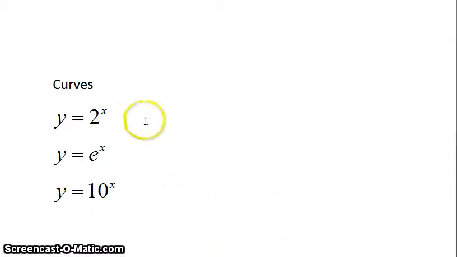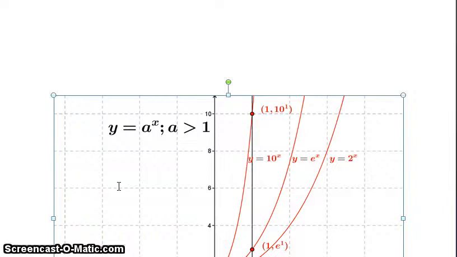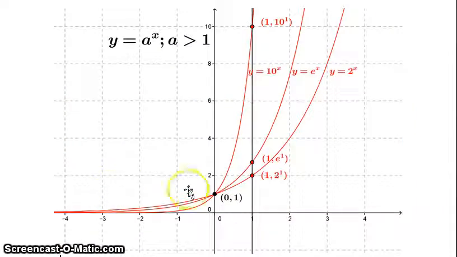Now let's look at the 3 curves, y equals 2 to the x, y equals e to the x, and y equals 10 to the x. These are the 3 curves here, and as you can see, the 3 curves go through the 3 specified points, and they all go through 0, 1.